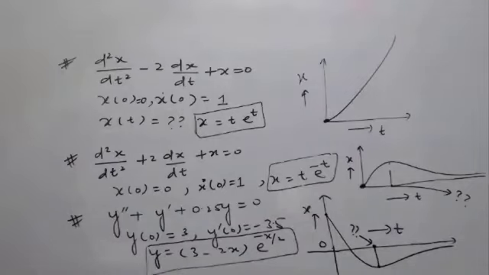Now it's okay. And let me check this also. y0 is 3 and y dash 0 is minus 3.5. This is correct.